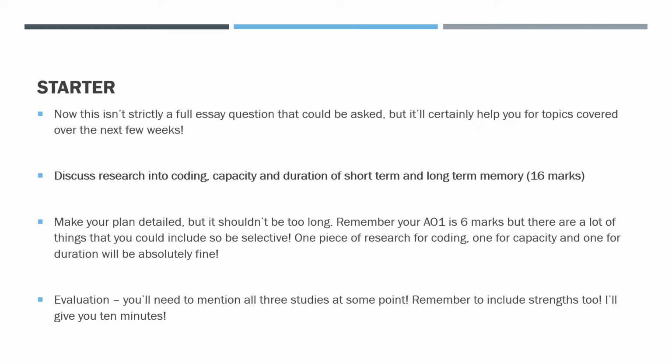And the main thing you need to remember is that it's only 6 marks for AO1, so you need to be quite selective. I'd go for generally 1 piece of research into coding, 1 for capacity, 1 into duration. Mix it up between short-term and long-term. And then in your evaluation, you're going to have to mention the 3 studies that you choose at least once. But remember to do strengths and weaknesses. So time yourself, give yourself 10 minutes or so. See how much you get down, use your booklet if you need to, so you've got a good essay plan there.